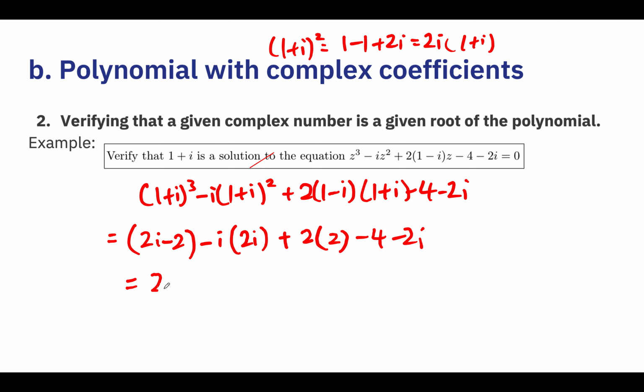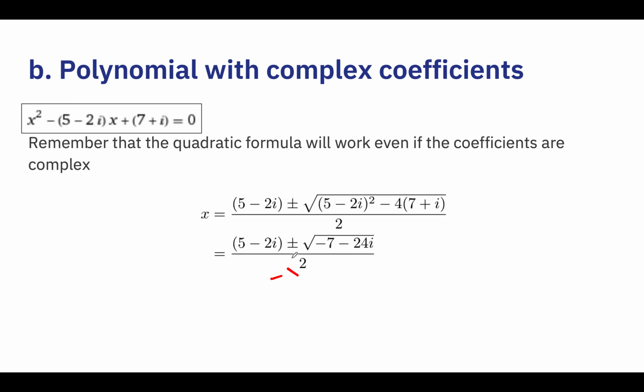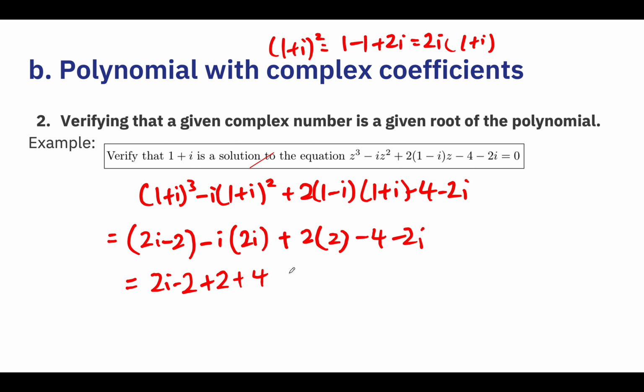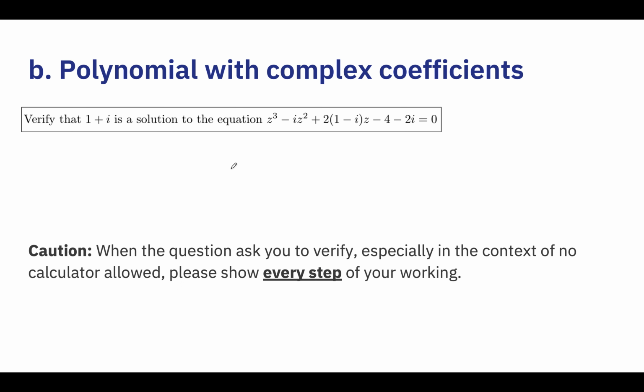So we get 2i − 2 + 2 + 4 − 4 − 2i. And we realize that everything cancels out very nicely to give us 0. And therefore we can verify that 1 + i is a solution to the equation.